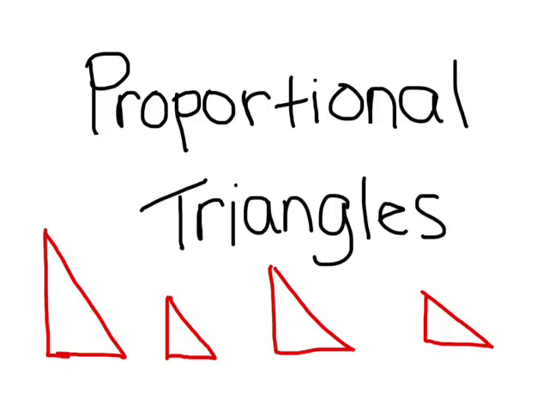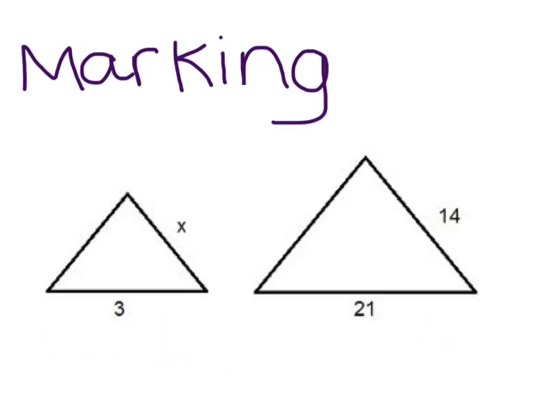So this should be review for most of you, but we're going to go over proportional triangles. You all know the proportion equation formula. You set it up, you cross multiply, and then you isolate the variable to find your answer. So you're going to see that this is very similar, but there are a few extra steps. The first thing you need to do is figure out if the triangles are actually proportional.